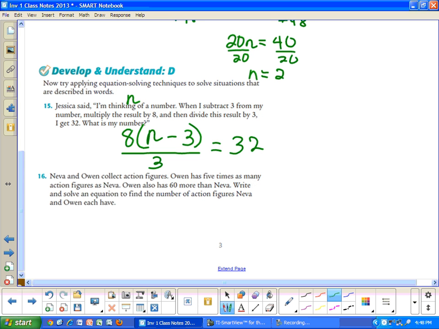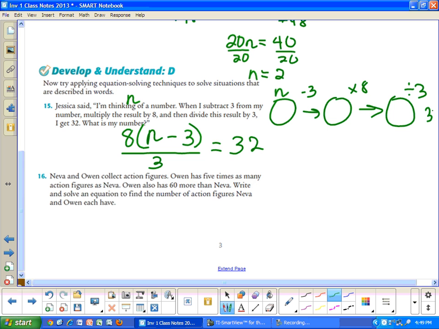And if we want to be a little more formal about it, we can set up our little diagram here. So we have our n, and we're subtracting 3, and then we are multiplying by 8, and then we are dividing by 3, and after we do that, we end up with 32. So we can see that we would need to multiply by 3, divide by 8, add 3 to get our answer. 32 times 3 is 96, divided by 8 is 12, plus 3 is 15. So I think Jessica's number is 15.